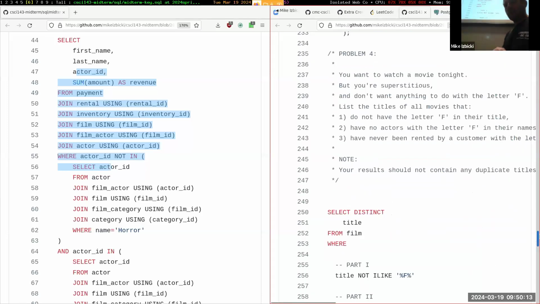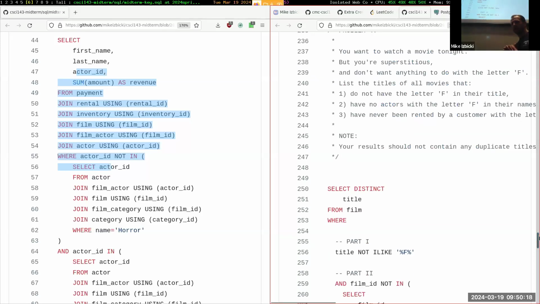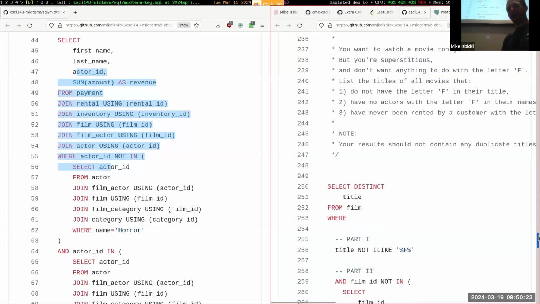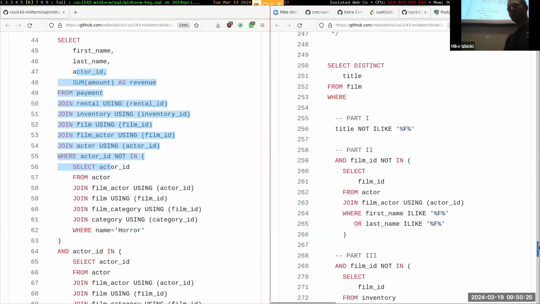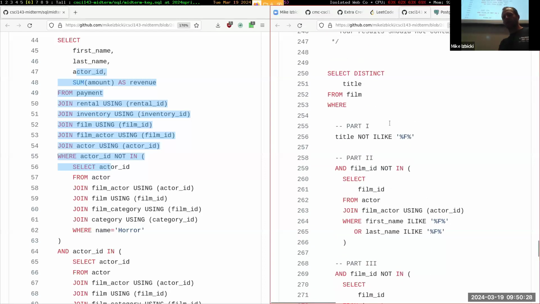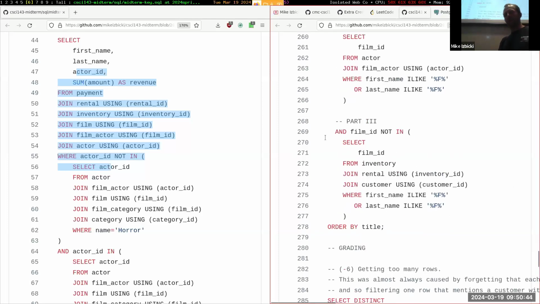Last problem, problem number 4. A little over half the class got this right. Handful of mistakes though. My solution here, I just have a select title from film, and then in the where clause, each one of these parts adding one sort of condition: the first one finding films that don't have the F in their title, the second one finding films that don't have the F in the actors, and the third part don't have F in their customers somehow.